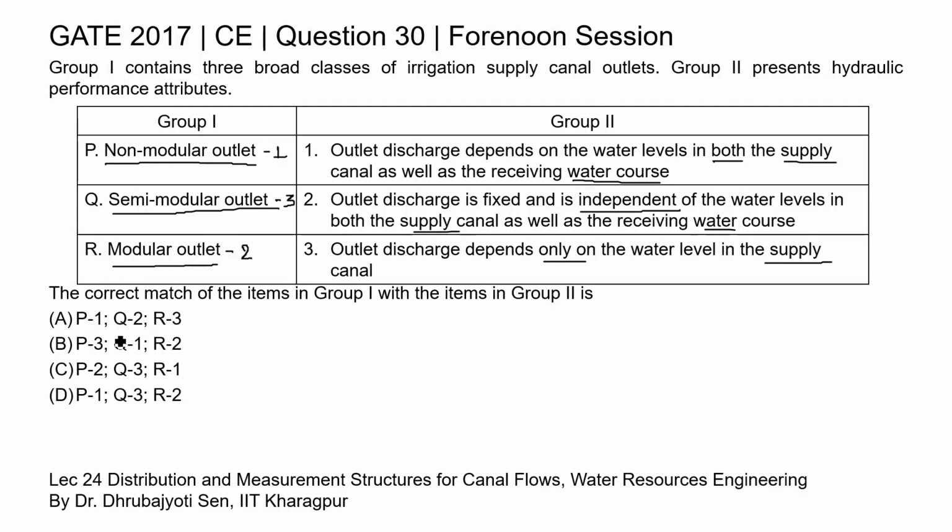Now if we check the options, for P, 1 is the correct match, which is given in options A and D only. So B and C become incorrect. For Q, the correct match is 3, so Q3 is given in option D only, so option A becomes incorrect. For R, the correct match is 2, so R2 is given in option D. So all the matches are given correctly in option D only. So option D will be the correct answer for this question.